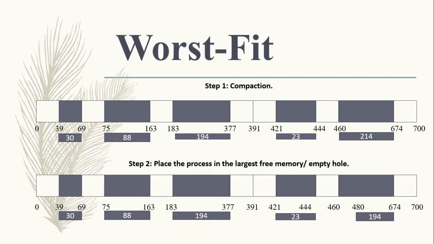So based on question 1, process 1 with the size of 20 kilobytes. So we need to find which is the biggest or the largest empty space here. So here we got 214, the largest. So we insert process 1 here. So it's 460 plus 20 equals 480. The balance 674 minus 480 equals 194.